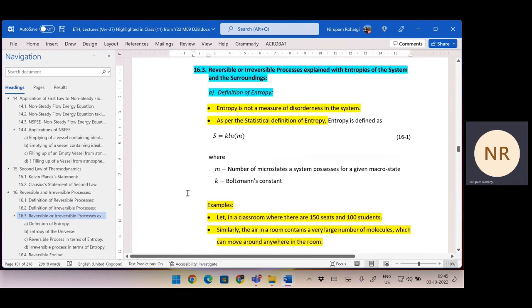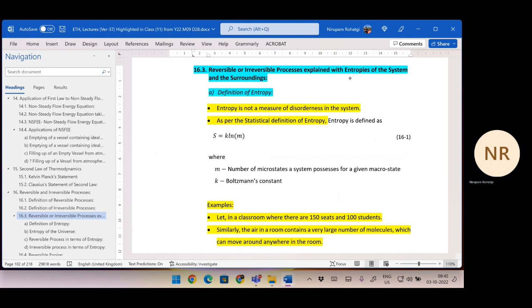Now we talk about reversibility and irreversibility in terms of entropy. So far we were talking about reversibility. What definition we gave? That if the system and the surrounding both are restored to their original state, then the process can be called reversible. Otherwise, it is irreversible. Now let us talk in terms of entropy. But before you talk in terms of entropy, you should know what is entropy. And the biggest confusion mechanical engineers have is that entropy is a measure of disorderness.